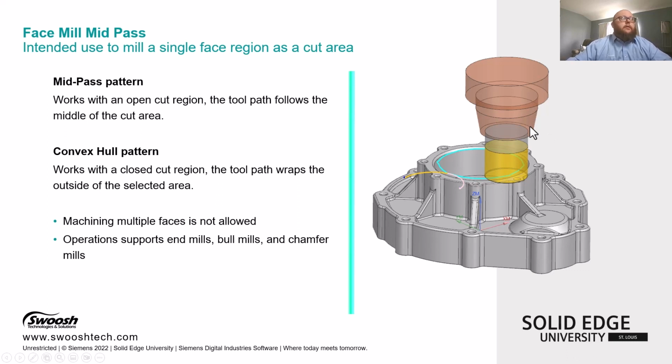And essentially we just have two patterns. We have our mid pass pattern, which is typically intended for an open region cut, or the convex hull pattern, which is intended for closed region geometry. Currently, you can only select one face. That's an important caveat. This is something that further development will expand. But this operation does support the use of end mills, any bull mills, so end mills with corner radiuses, or chamfer mills, which is typically how a face mill is defined inside of CAM Pro.